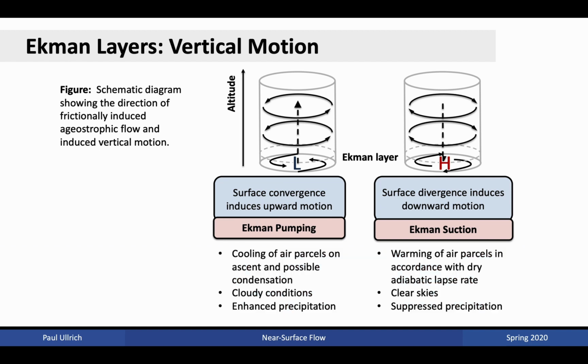In regions of Ekman pumping, that is where we have updrafts, we have cooling of air parcels on ascent, which can of course drive possible condensation. So we can have clouds and precipitation forming in these regions. Whereas in regions of Ekman suction, we have of course warming of air parcels in accordance with the dry adiabatic lapse rate as they're pulled down. That is, there's not going to be a whole lot of condensation occurring because of course the air parcels are warming, which is increasing their saturation specific humidity. Consequently, regions where we have Ekman suction are associated with clear skies and suppressed precipitation.